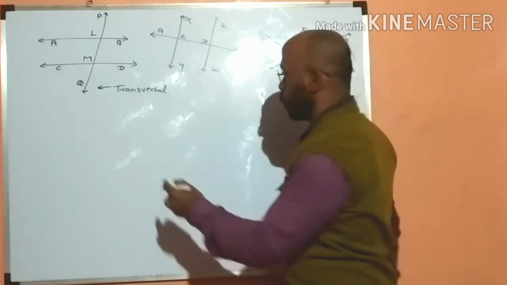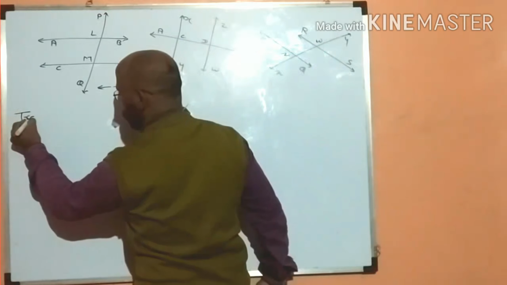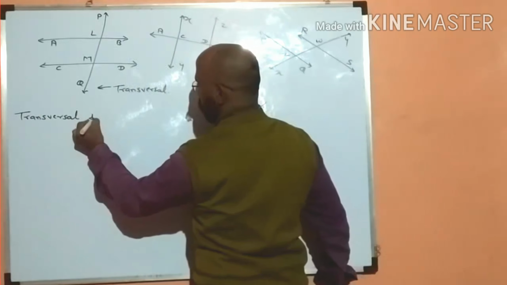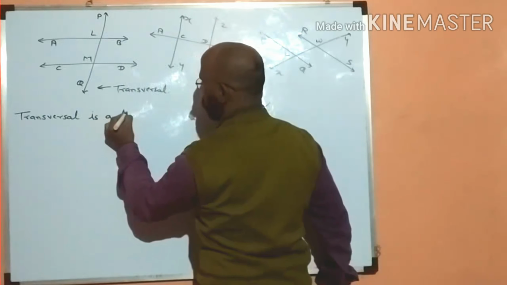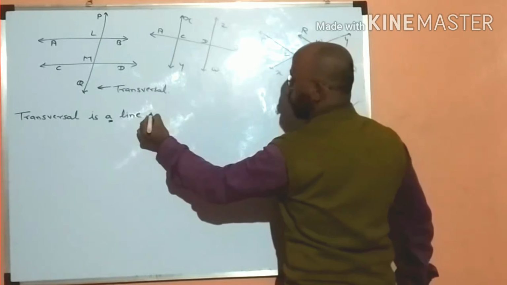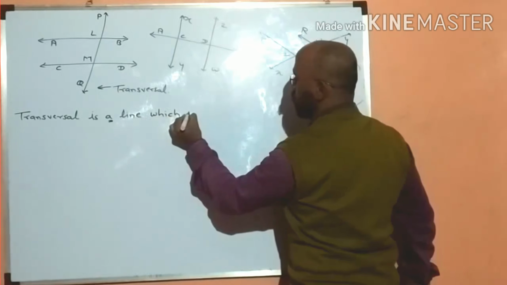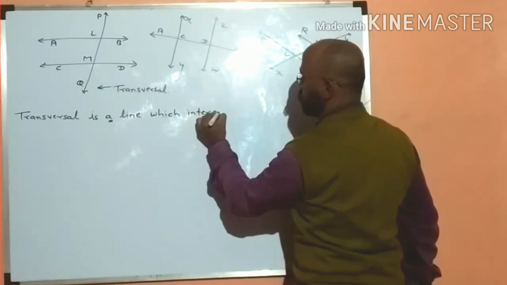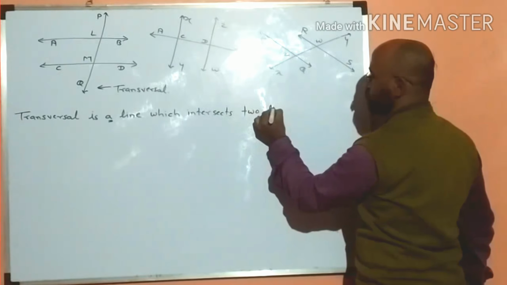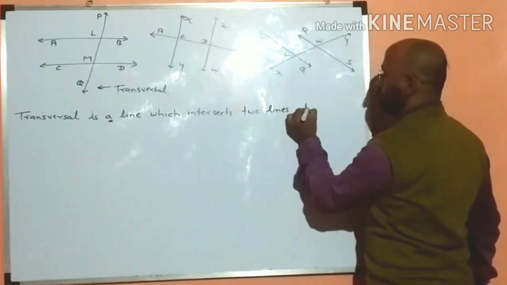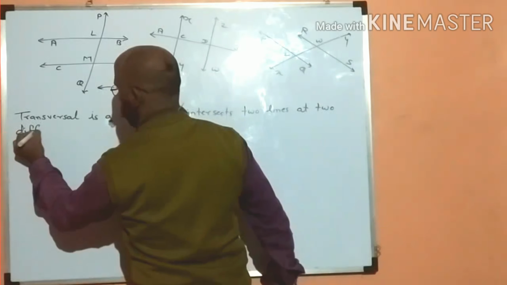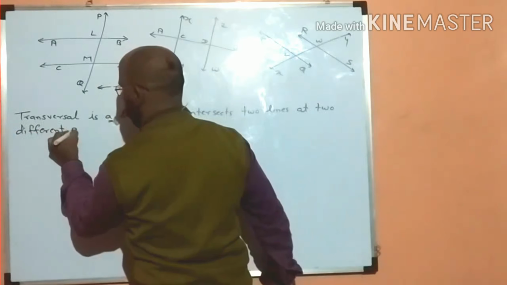Got it, students? So a transversal is a line, one line which intersects two lines at two different points.